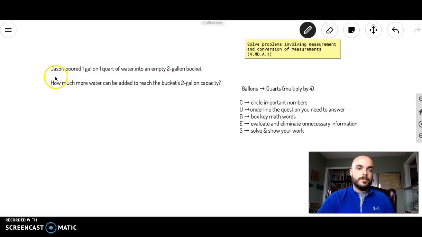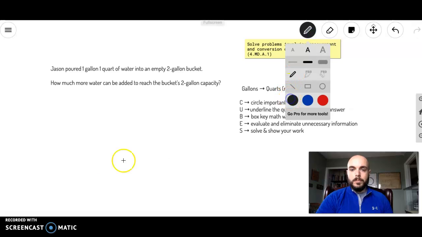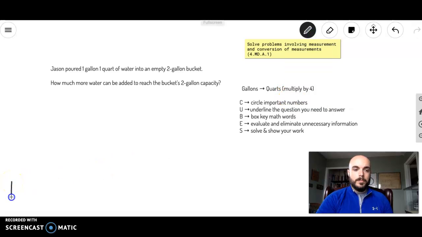So the word problem reads, Jason poured 1 gallon, 1 quart of water into an empty 2-gallon bucket. How much more water can be added to reach the bucket's 2-gallon capacity? When I was thinking about this, before I even started working on the word problem, I drew myself a picture of a bucket. I'm going to do that right down here in the bottom. It's not going to be a very pretty bucket, but it'll get the job done. So let's say this is my bucket here, and at the very top, this can fit a total of 2 gallons, right?